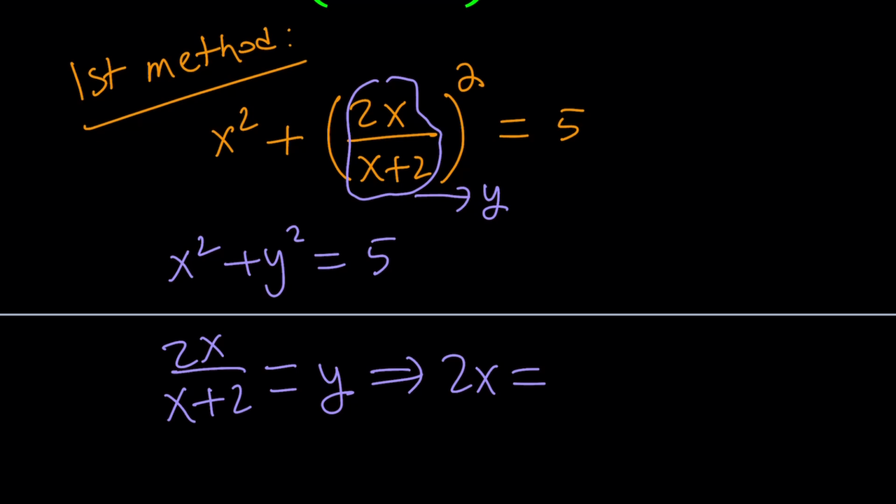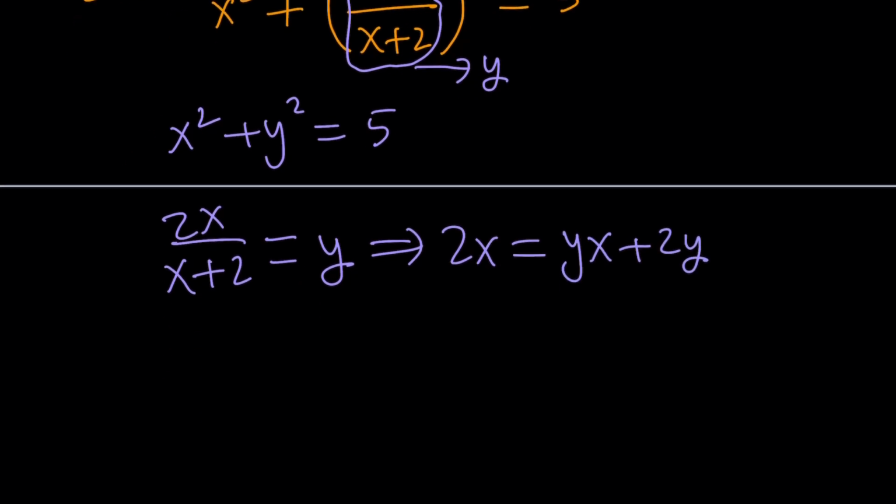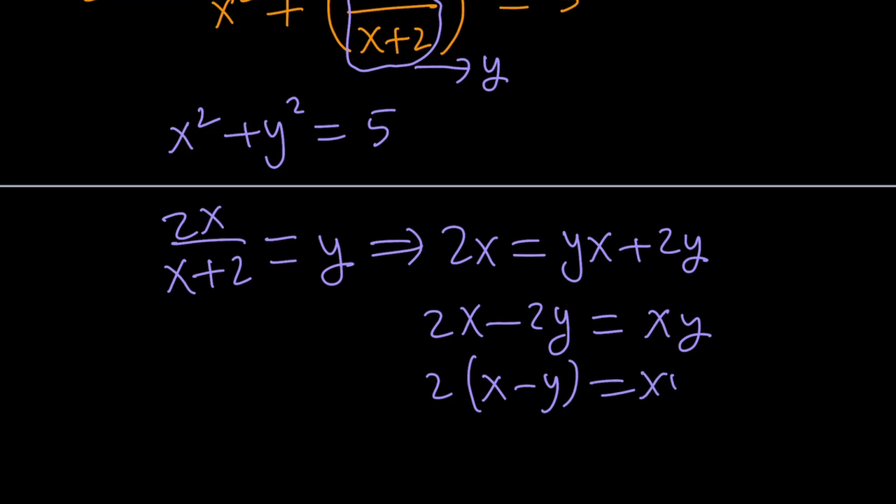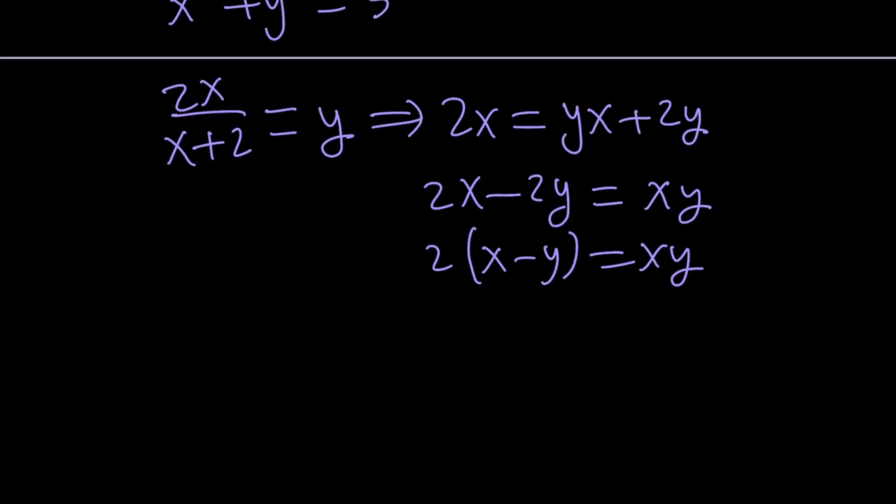This implies 2x equals yx plus 2y. And then what we can do is put the x and y together, like 2x minus 2y is equal to xy. So we kind of came up with a system of equations like this. xy is equal to 2 times (x minus y), and x squared plus y squared is equal to 5. So that's going to be my system.